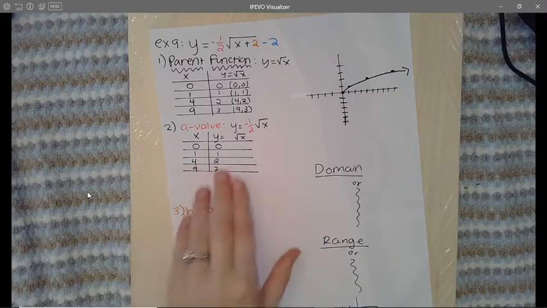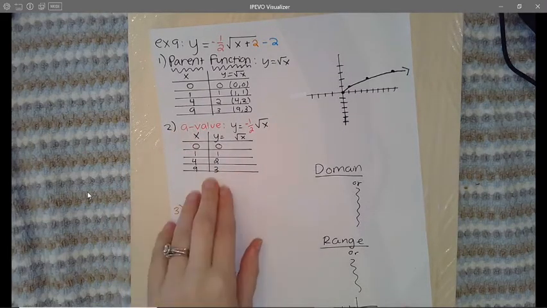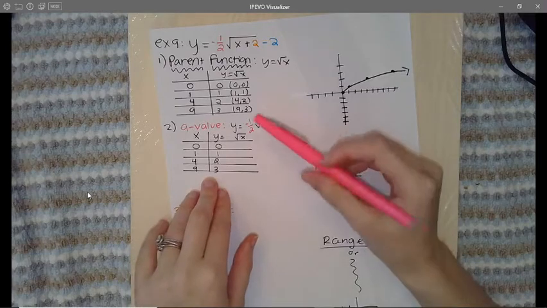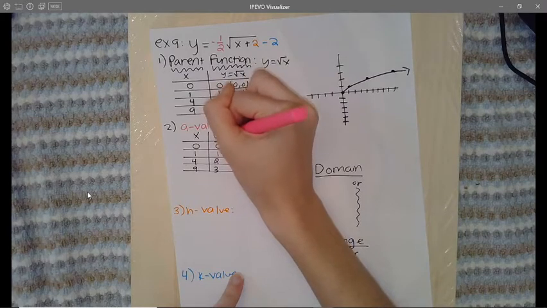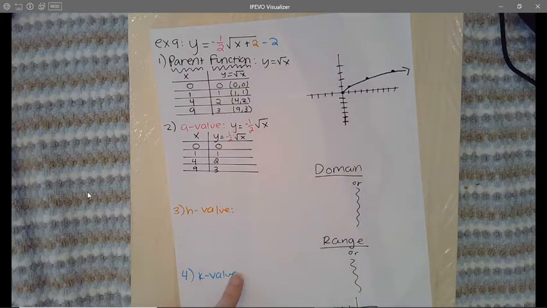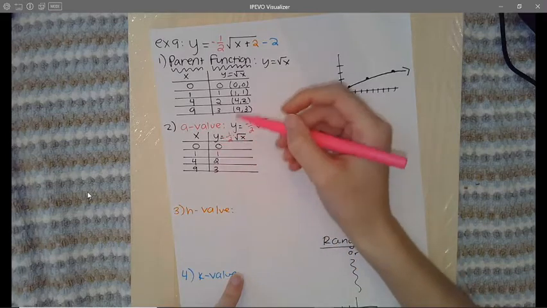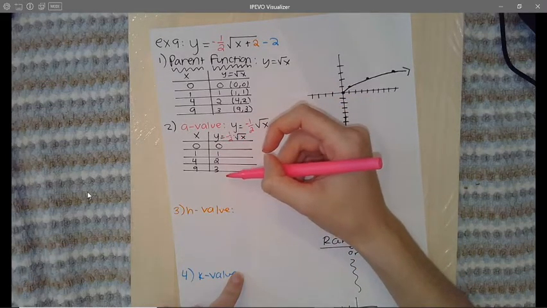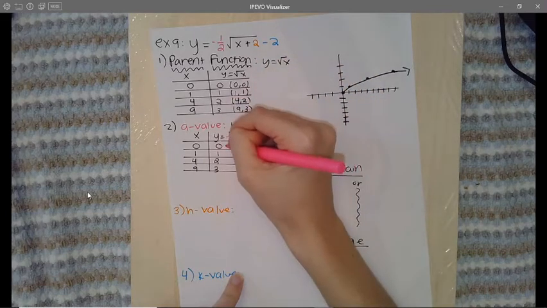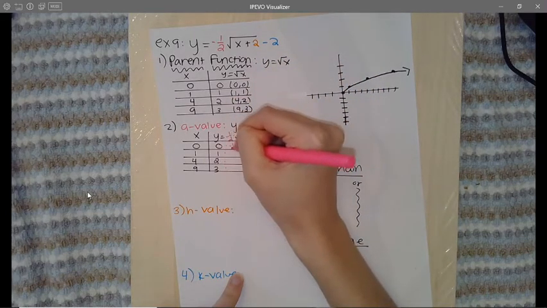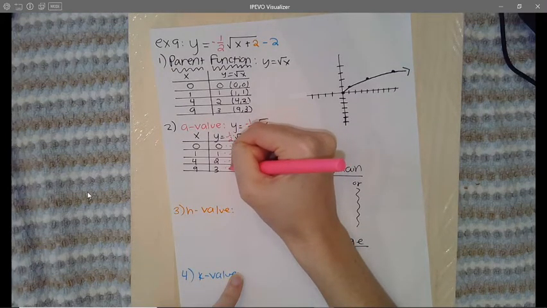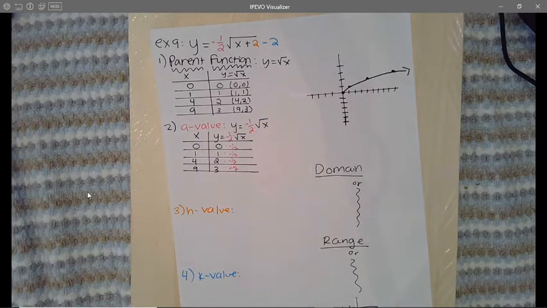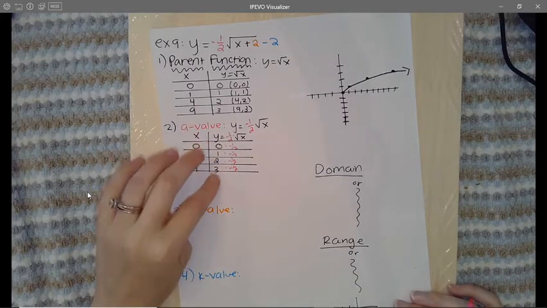Okay, and remember for the a value, all you do is you copy down the parent function points, which the parent function is y equals the square root of x, but the a value is going to be y equals negative 1/2 times the square root of x. So to get the a value points, you multiply the y values by the a value. I'm going to multiply every single y by negative 1/2. And remember, you guys, whenever you multiply by a half, that's the same thing as dividing by 2. So pretty much what we're doing is dividing every single value by negative 2.